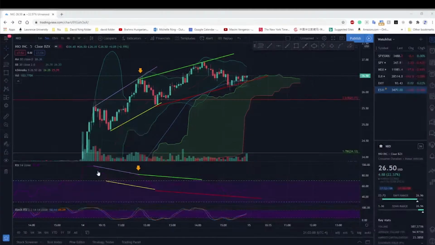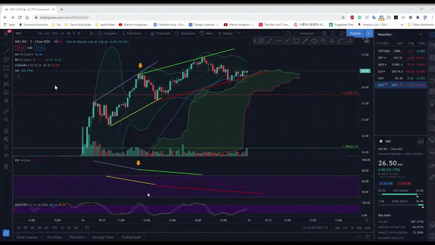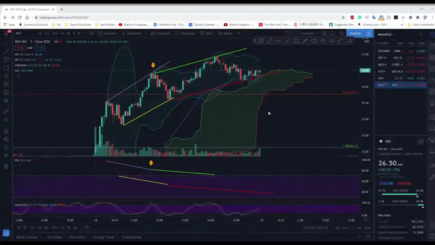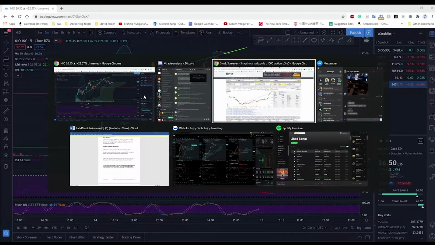So, like I said before, we could have easily traded NIO, in my opinion, just through bullish and bearish divergence. So, give me a second.